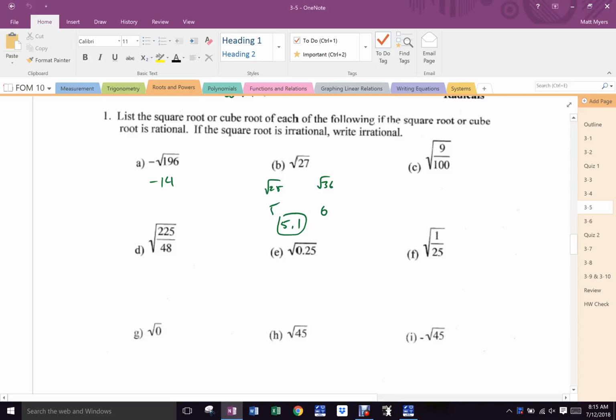What's C? 3/10. Absolutely right. Does D work? Does D work? Is D a perfect square? No, of course it is not. Where's my circle?